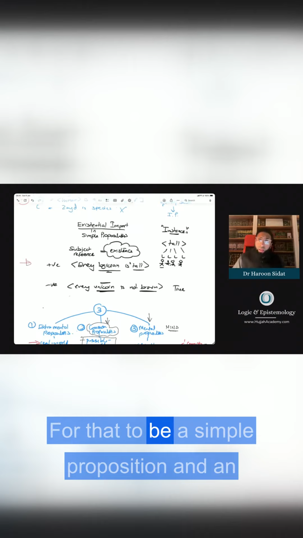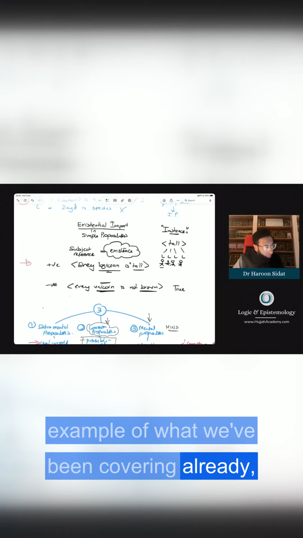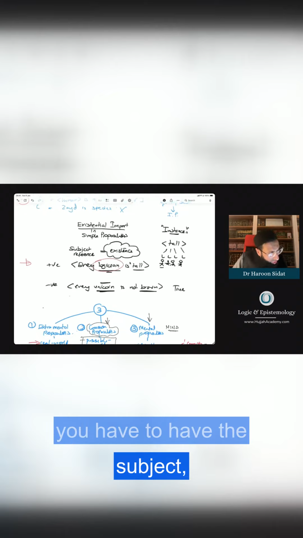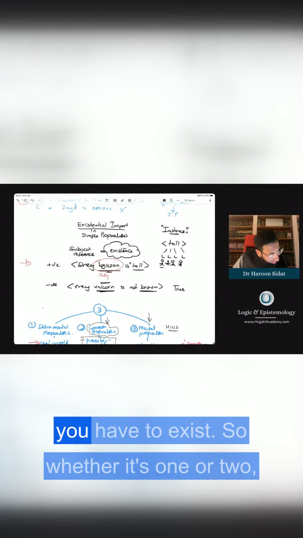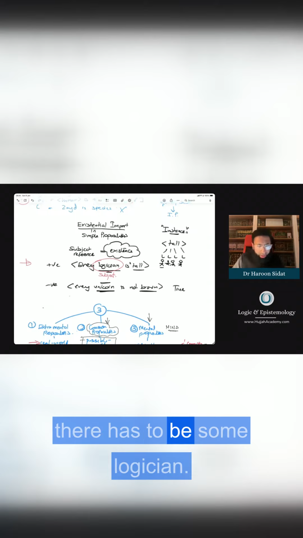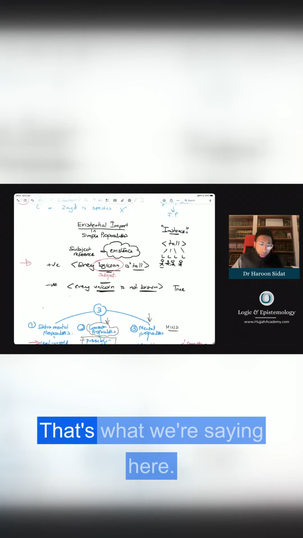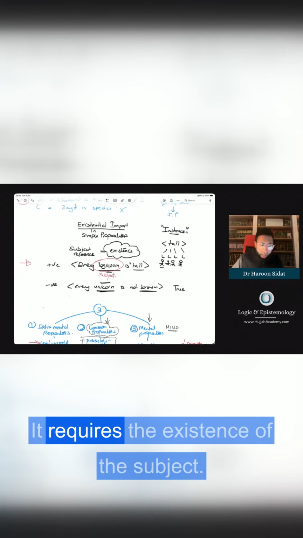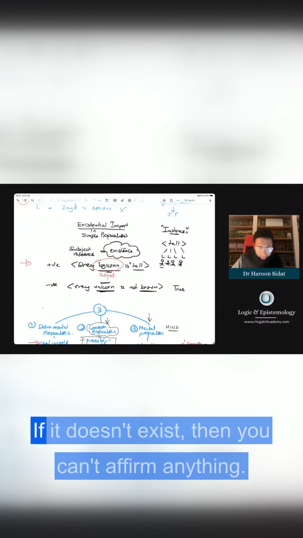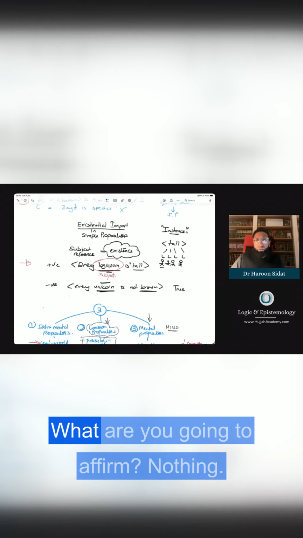For that to be a simple proposition and an example of what we've been covering already, the subject, the person that we're talking about, has to exist, right? So whether it's one or two, there has to be some logician. If there are no logicians, they cannot be tall. So that's what we're saying here. It requires the existence of the subject. If it doesn't exist, then you can't affirm anything. What are you going to affirm?